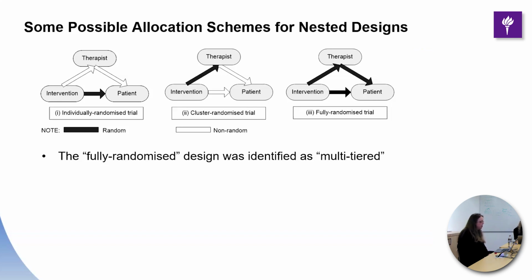And most of the trials at the time were individually randomized, where you were randomizing the interventions to the patients, but the interventions were non-randomly assigned to the therapist, and the therapist was non-randomly assigned to the patient. You could have done a cluster randomized trial where you randomized the interventions to the therapists and everything else was non-random. But what I proposed at the time was that we thought about what I called a fully randomized trial design, where you randomize all of these different allocations. And I identified that as a multi-tiered design after Rosemary Bailey and Chris Bryan and their paper on multi-tiered experimental designs.